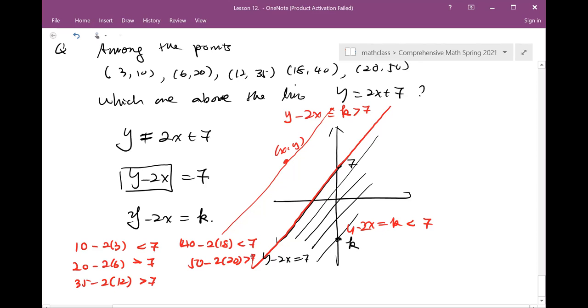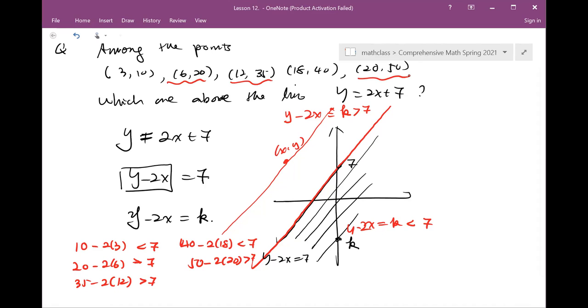So which one is greater than 7? This is greater than 7. That is greater than 7. And the last one is greater than 7. Those are the points above the line.